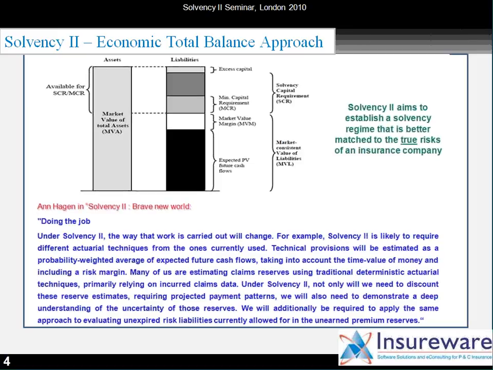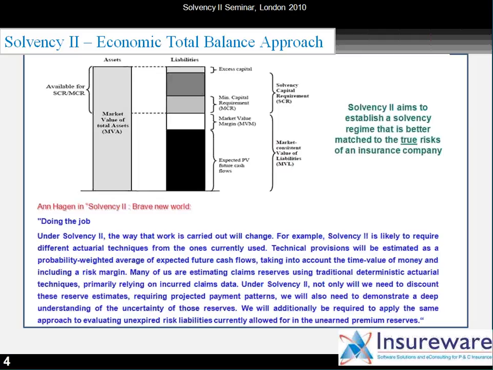If you're looking at the economic balance sheet, that also contains the market value margin. So let's look at the right side of the balance sheet where we have the liabilities. This is only in terms of long tail liabilities. We first have the expected present value of the future cash flows for the aggregate of all our long tail liabilities. That's typically called the BEL, the best estimate of liability, suitably discounted. Then on top of that we have the market value margin.